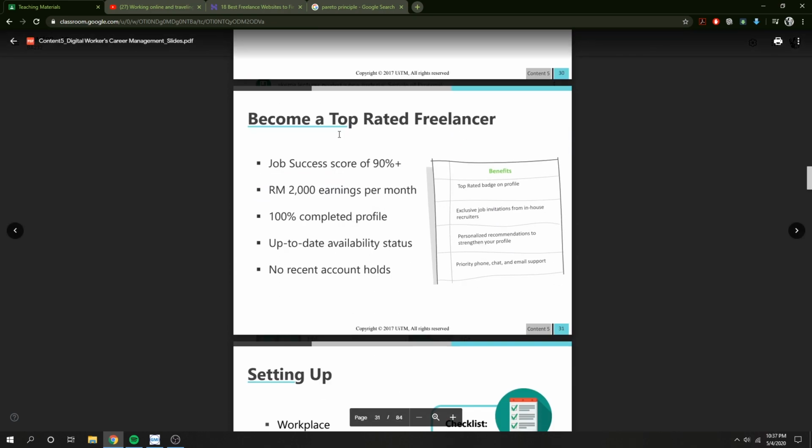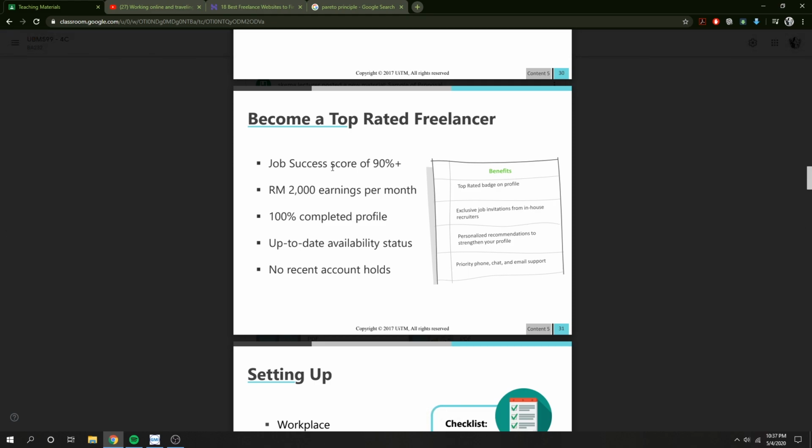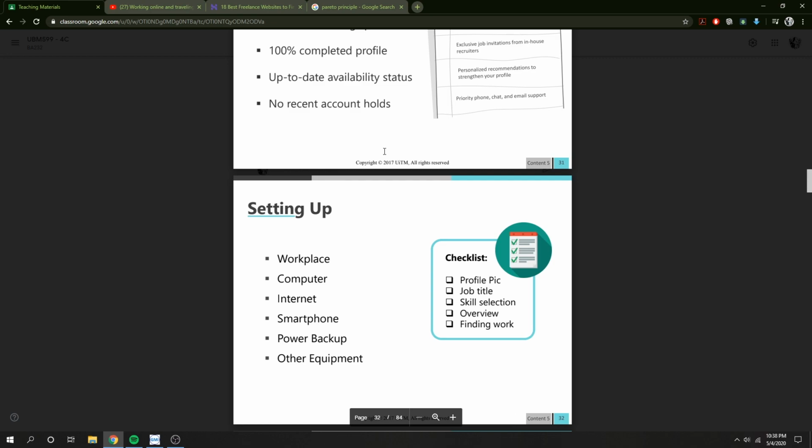Okay, to become a top rated freelancer, the most successful, with a job success score of 90% or even 100% if you look at the freelancer chart. Mostly they earn at least 2,000 per month. Profile is 100% completed, availability status up to date, portfolio updated with the latest works. No recent account holds, meaning no delayed jobs, no unfinished jobs, everything completed 100% and on time.